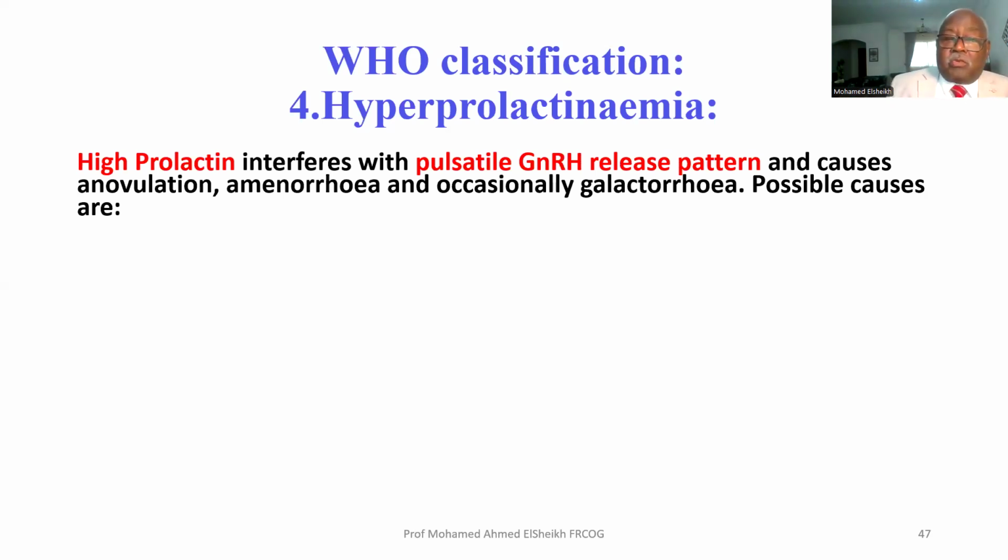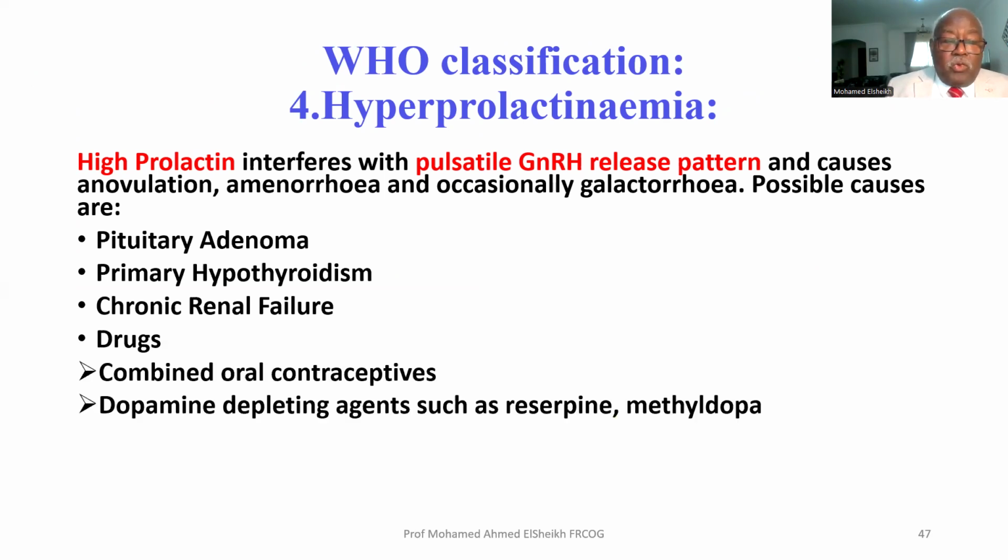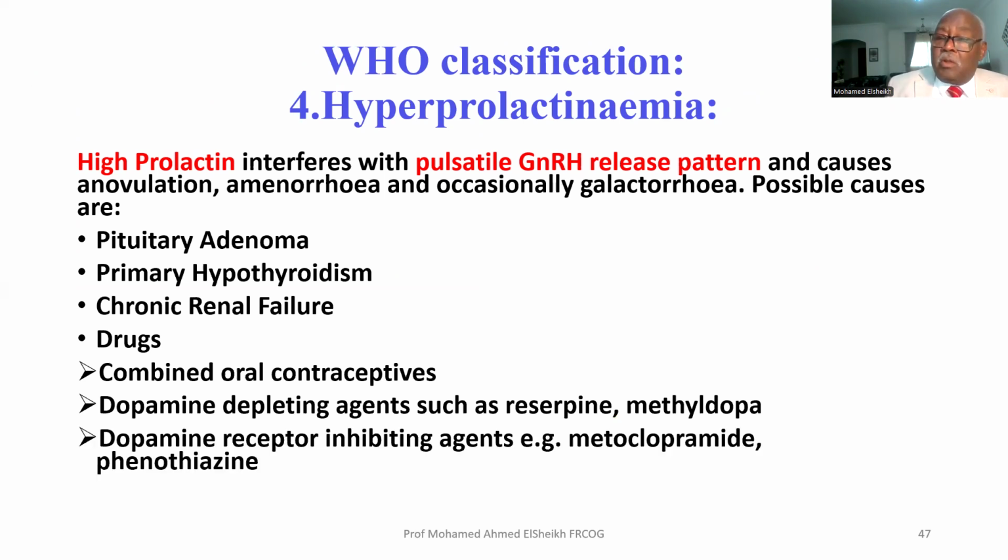Possible causes of this hyperprolactinemia are pituitary adenoma. Pituitary microadenoma is a common cause of hyperprolactinemia. Primary hypothyroidism, chronic renal failure, drugs which are combined oral contraceptive pill or dopamine depleting agents. They deplete the dopamine.